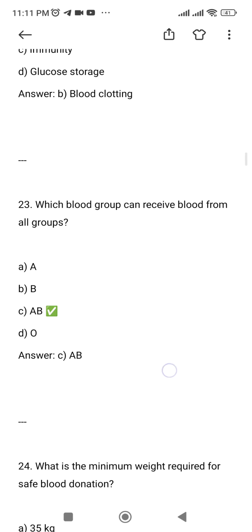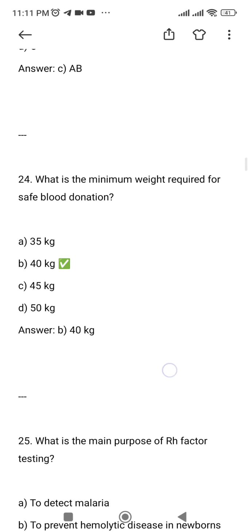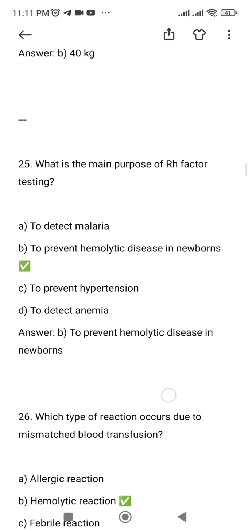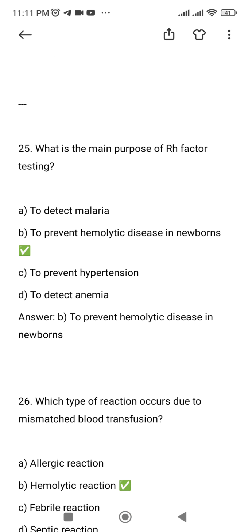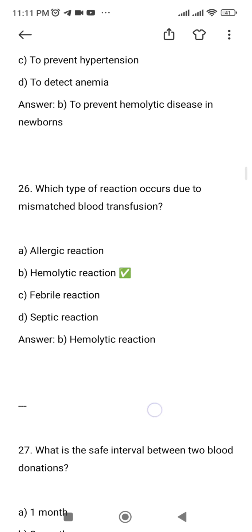What is the main function of platelets in blood? Blood clotting. Which blood group can receive blood from all groups? AB. What is the minimum weight required for safe blood donation? 40 kg. What is the main purpose of Rh factor testing? To prevent hemolytic disease in newborn.